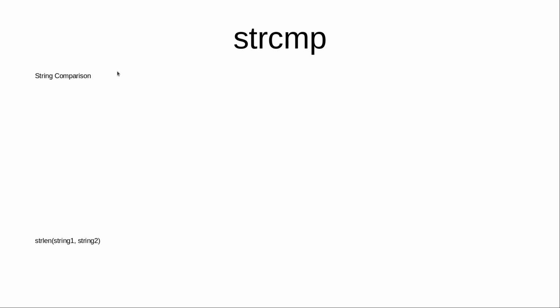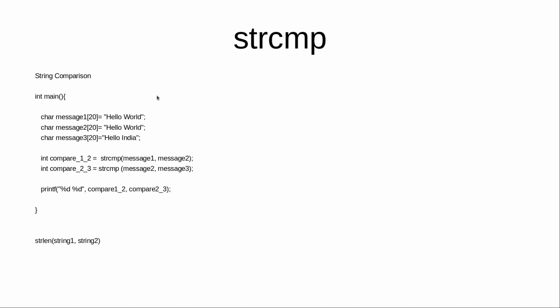strcmp is a function used to compare two strings. What we essentially get from it is whether two strings are exactly equal or not. This is an example. We have given three variables: message1, message2, and message3. Their values are "hello world" and "hello India". Message1 and message2 are exactly the same, and message3 is different because the word India is different. Here we have world and here we have India.